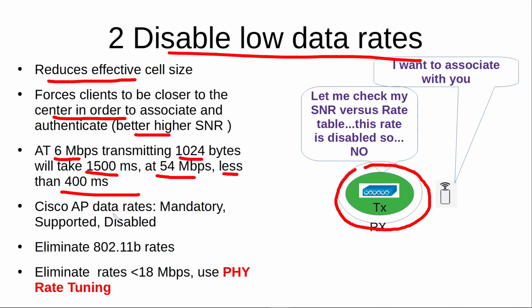Remember that Cisco access points have different types of data rates: mandatory, supported, and disabled. And in this case, you will be disabling all the data rates coming from the .11b standard, and actually all the rates that are lower than 18 megabits per second. In order to do so, use PHY rate tuning in the wireless LAN controller.